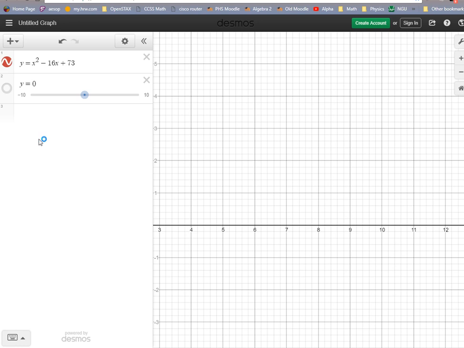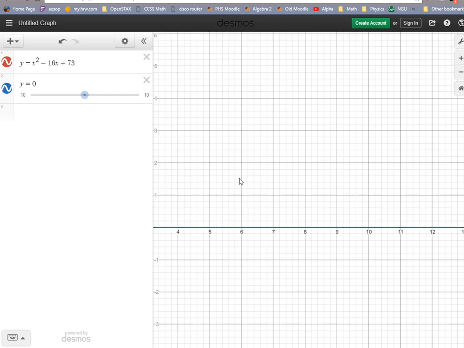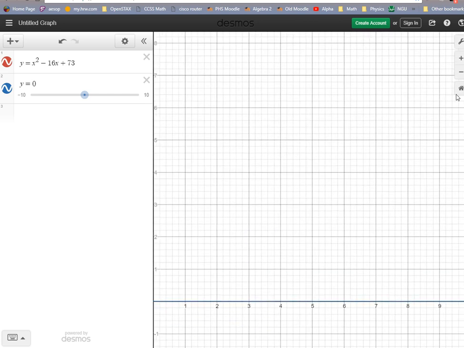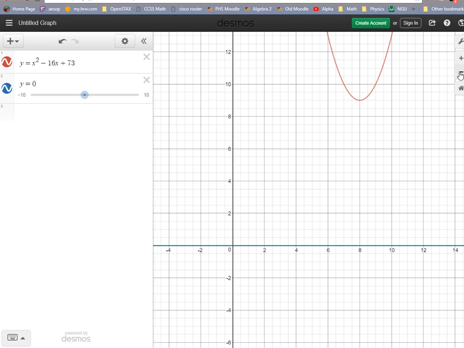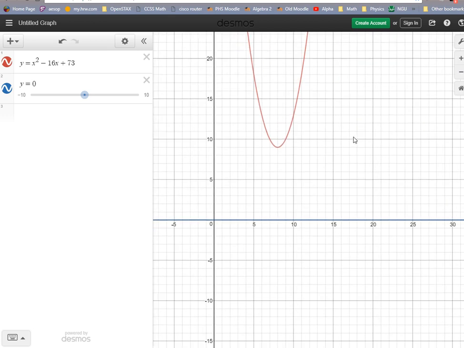Crazy. Okay, so y equals 0. Yeah, that's going to be the x-axis, right? So that's the blue graph. Now, if we look at the intersection, what's the intersection there of the red parabola and the x-axis? There isn't one.